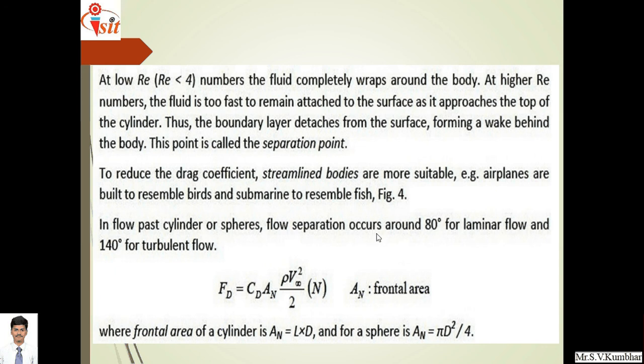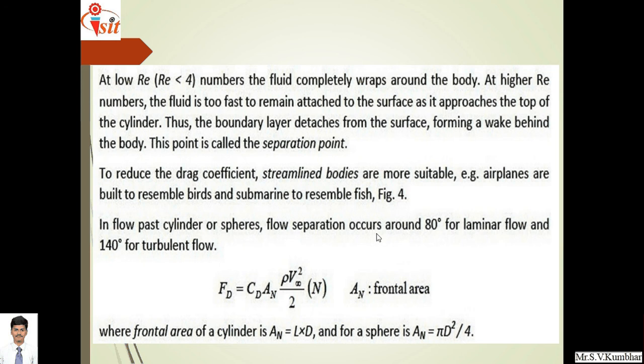So, at a low Reynolds number, the fluid completely wraps around the body. At higher Reynolds number, the fluid is too fast, means its velocity is very high, so the fluid is too fast to remain attached to the surface as it approaches the top of the cylinder. Thus, the boundary layer detaches from the surface, forming a wake behind the body. Wake means turbulence, right? The point is called the separation point.